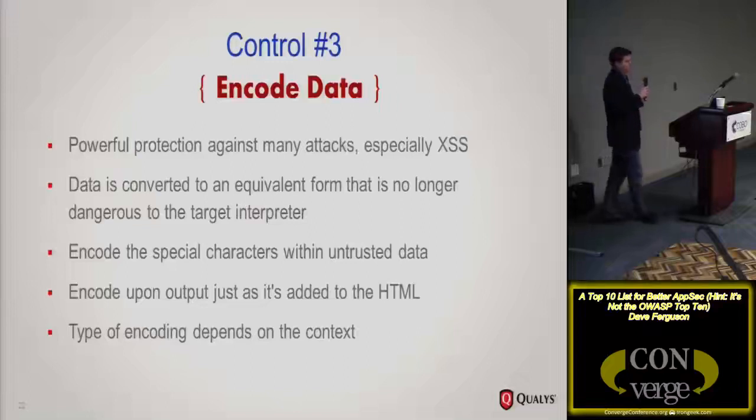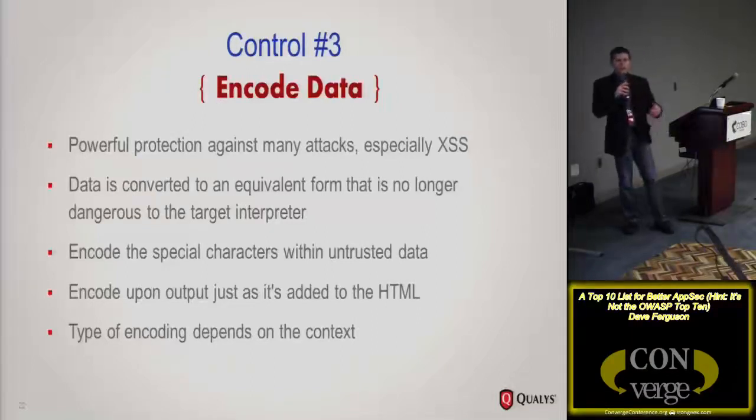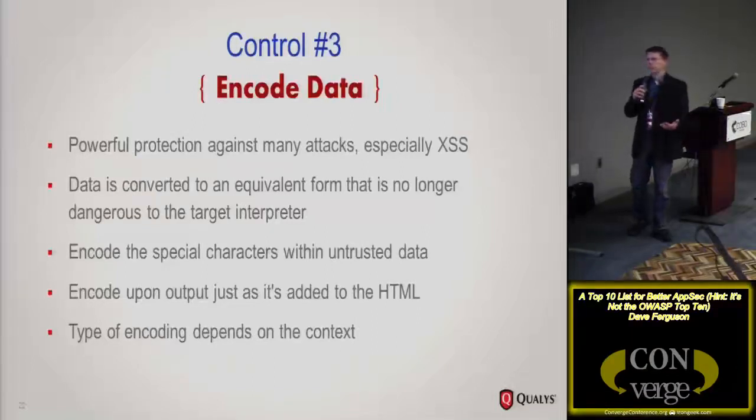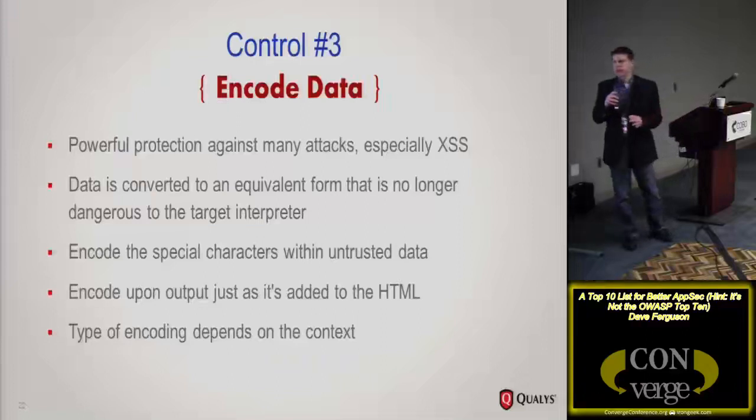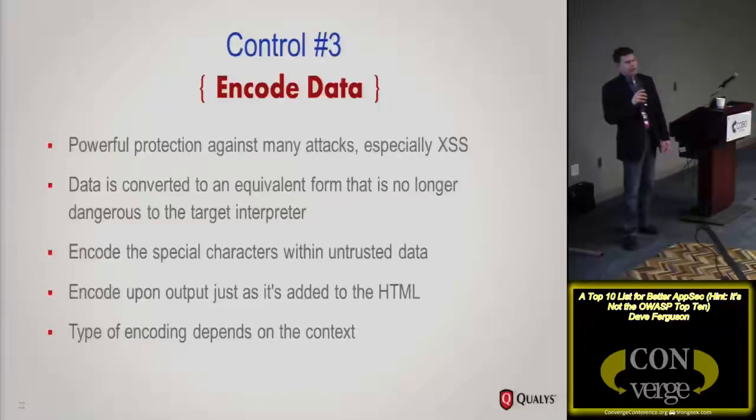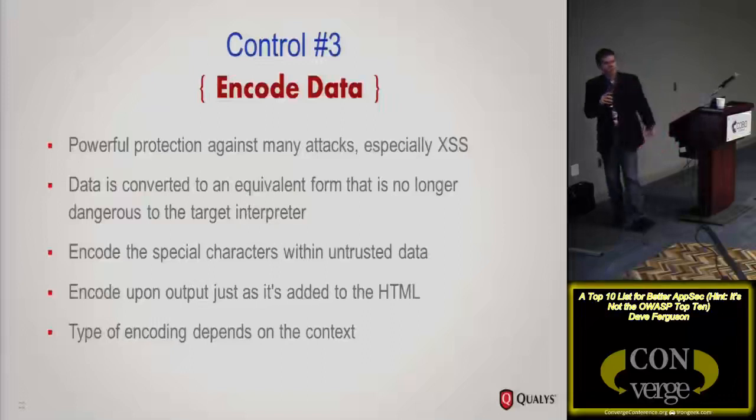Or you encode the special characters that appear within the data. And you need to encode it, at least for cross-site scripting, just as it's added to the HTML. So that's called output encoding. It's pretty tricky, though. There's a lot of different types of encoding.